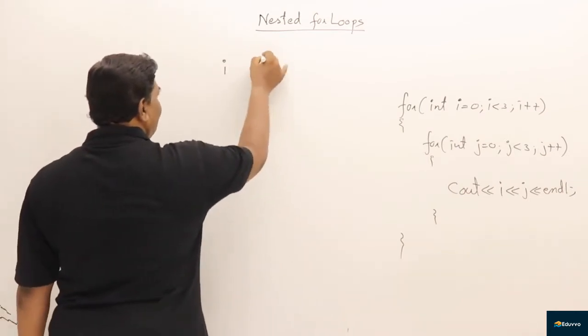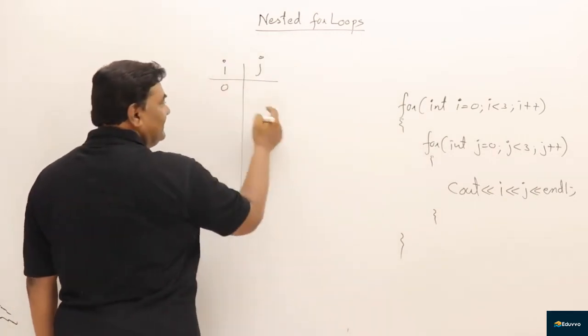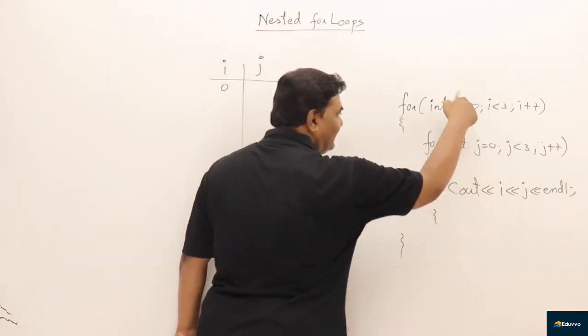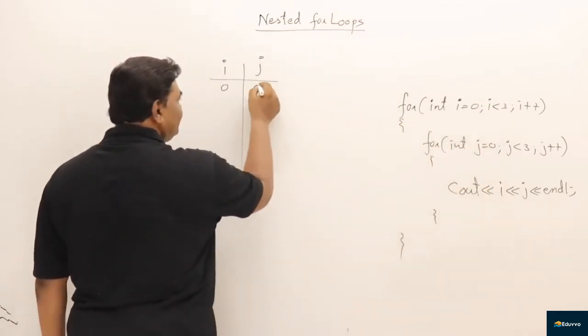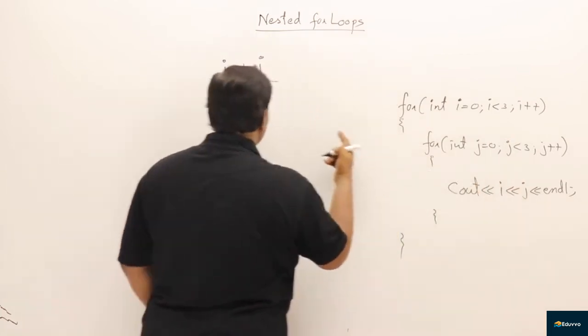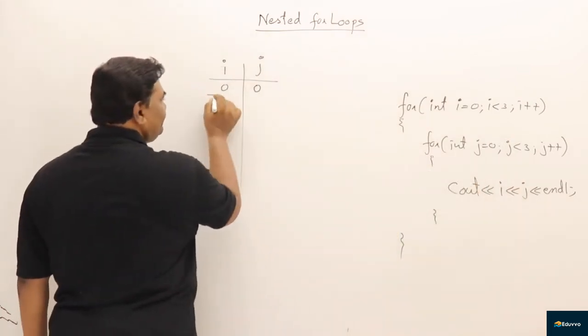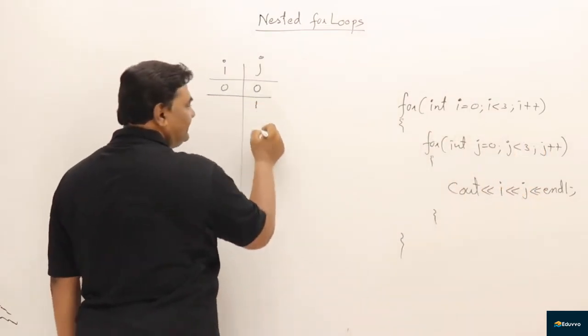See, i and j are two values. Initially i is 0. 0 is less than 3, yes, enter inside. Again j is there, j is assigned 0. j is less than 3, yes, then print i j. So what is printed first? 0, 0. Then it will go up, j plus plus, j becomes 1.